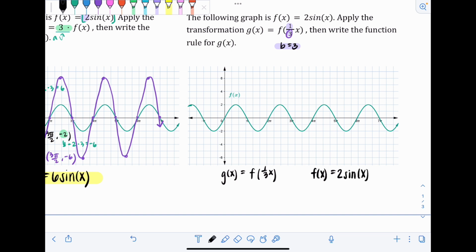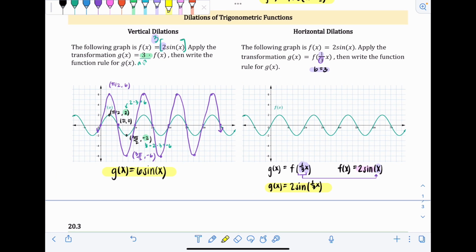And when you have a change that's happening inside the parentheses with the x, that's called inside the argument, and that completely replaces x in f of x to get your new function. So we'll have 1/3 x in here instead of just a regular x. So g of x equals, everything else is going to stay the same, so 2 sine, and then instead of x, it'll be 1/3 x. So g of x equals 2 sine 1/3 x, and like I said, this is going to be a horizontal stretch since the scale factor is greater than 1. So I'm going to switch over to Desmos.